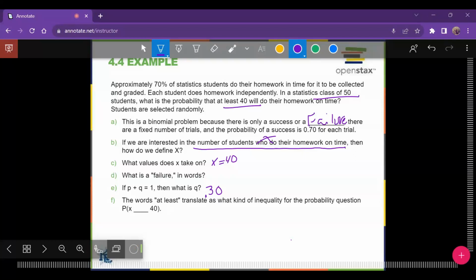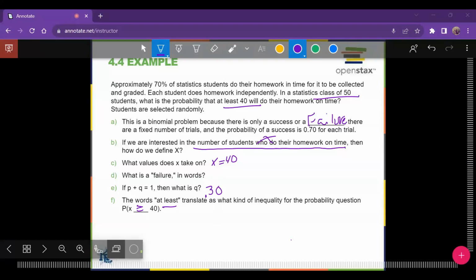So the word "at least" translates to an inequality, and the inequality we're looking at for this problem would be greater than or equal to, because we want at least, or equal to. So in that case, our problem changes a little bit. Let's look at how it would change what we put into Excel.